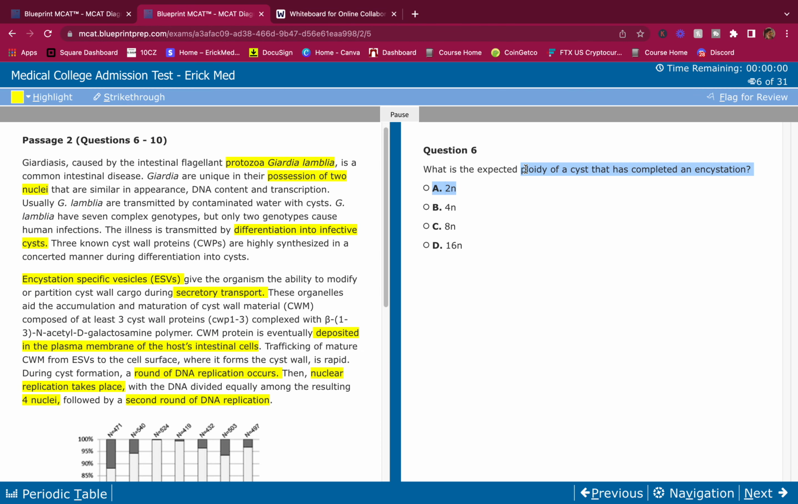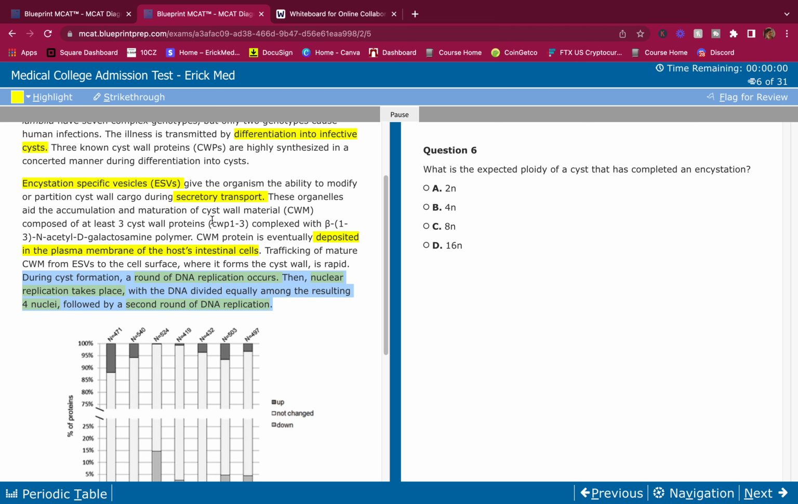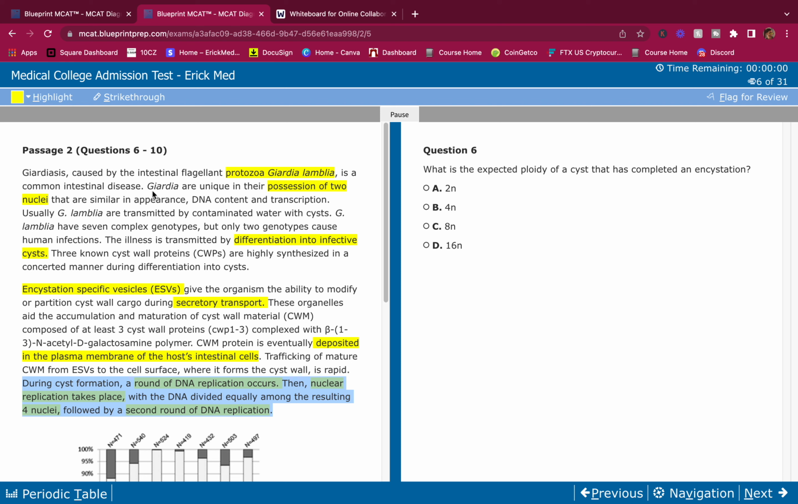So, what is the expected ploidy of a cyst that's completed an encystation? Well, if you get a question like this, specific, you could reread it. It's okay. All right. During cyst formation, a round of DNA replication occurs, then nuclear replication takes place, with the DNA divided equally among the resulting 4 nuclei, followed by a second round of DNA replication. Okay. Remember, all right, this protozoa has 2 nuclei. All right, and I think it tells us, all right, right here.